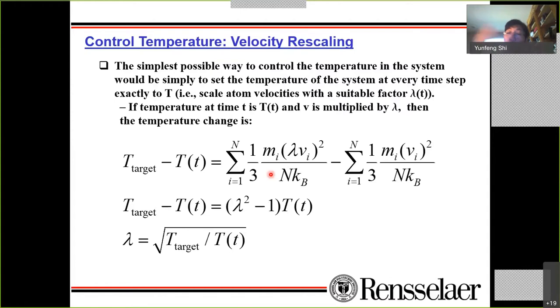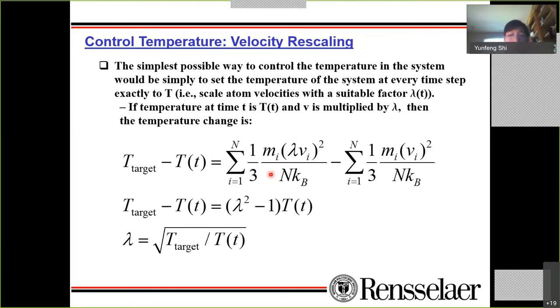And more often than not, you will overshoot, and then it will create a lot of oscillations and so on, right? So this is not a very good way to do it. For any research level simulations, we never use velocity rescaling. We have to use some more gracious, more physical ways to control the temperature.